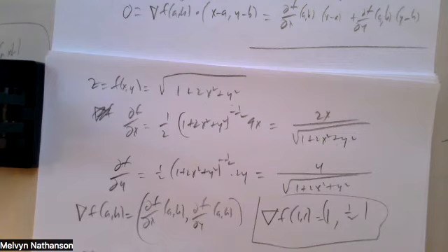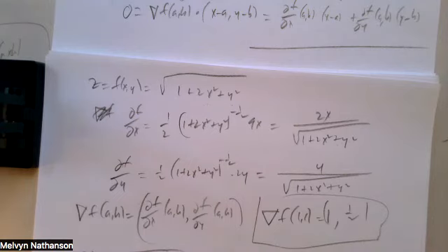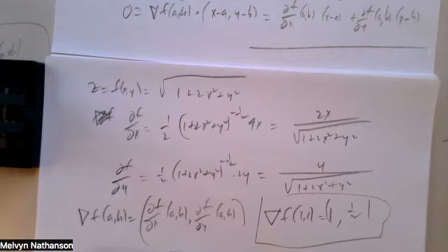The value of f at (1, 1) is the square root of 1 plus 2 times 1 squared plus 1, which is the square root of 4, which is 2. So I can look at the level curve f(x, y) = 2. It's all the points in the plane where f(x, y) is equal to 2. What are those points?